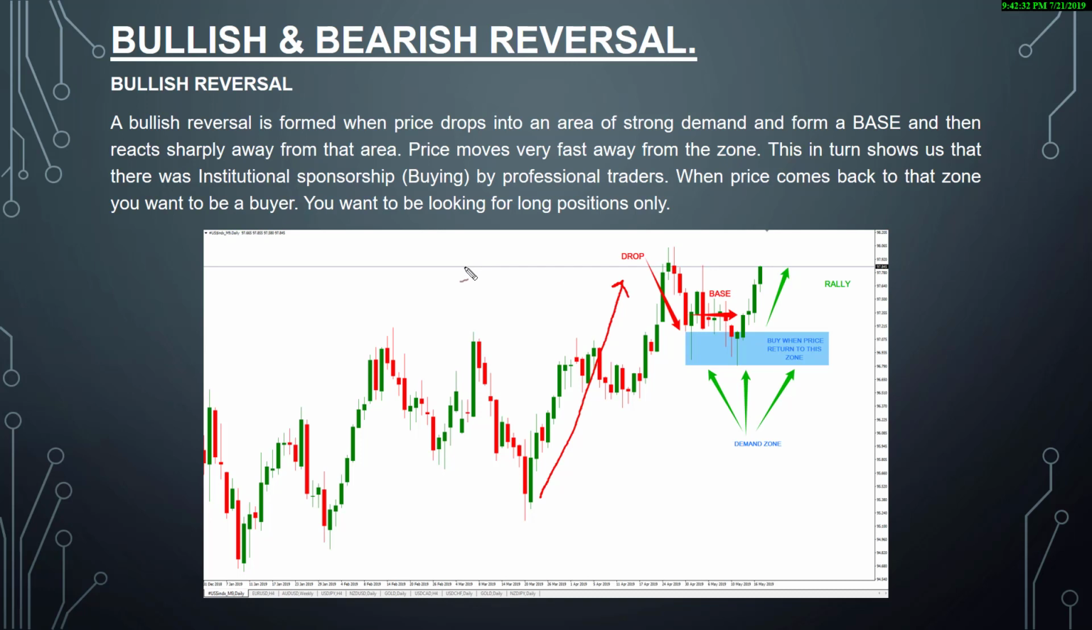It reached an area of strong supply, which is in this case the 97.80 price zone. Now take note of these highs. So we've got this high, this high, this high, and this high. Take note of those price highs.